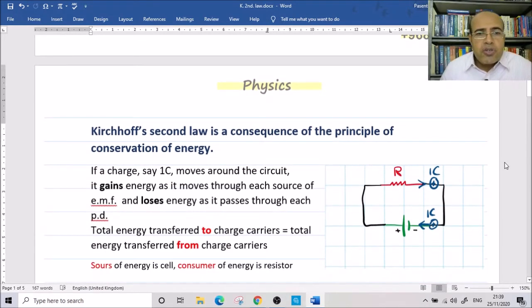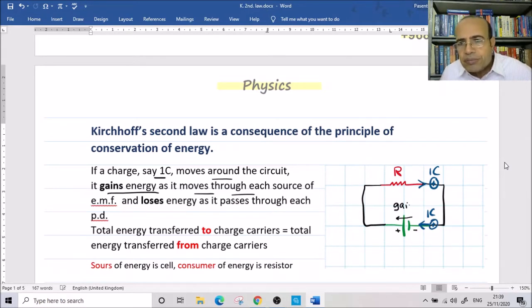If a charge of 1 coulomb moves around this circuit, this 1 coulomb gains energy as it moves through each source. When this 1 coulomb moves through this source, it gains energy, and it loses energy as it passes through the potential difference. So it loses energy, and this is IR.